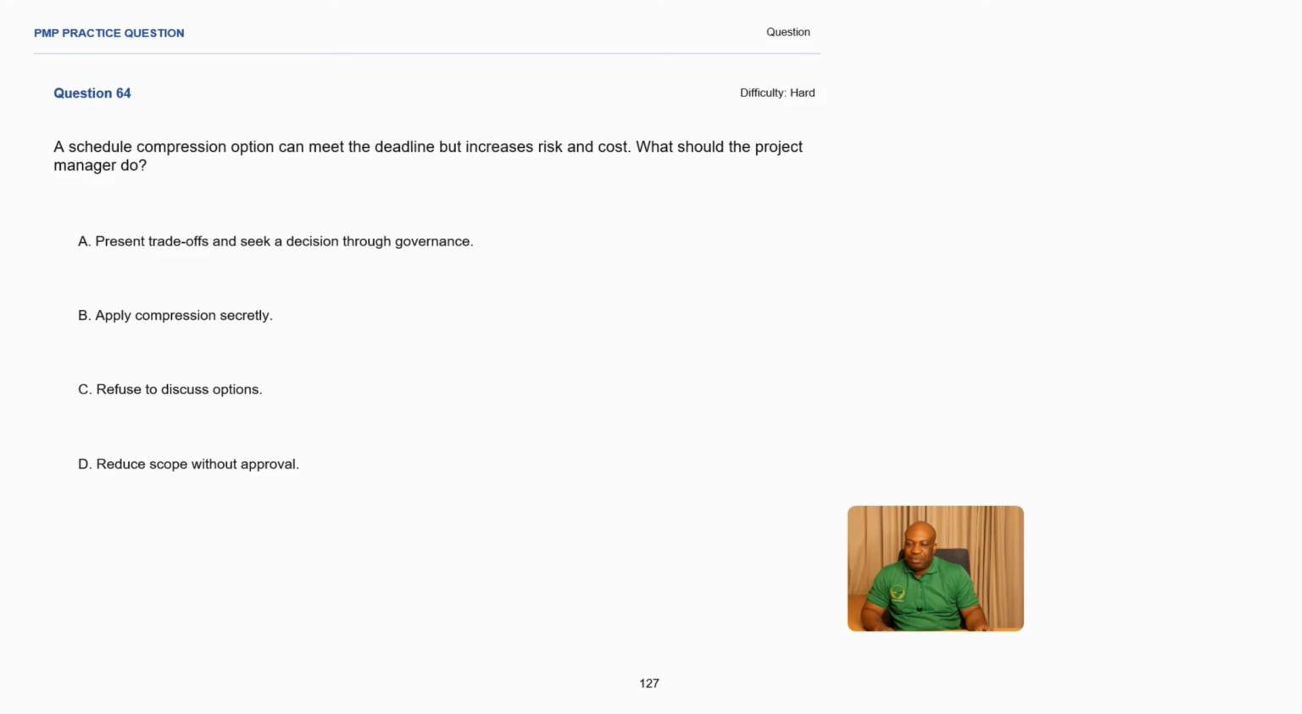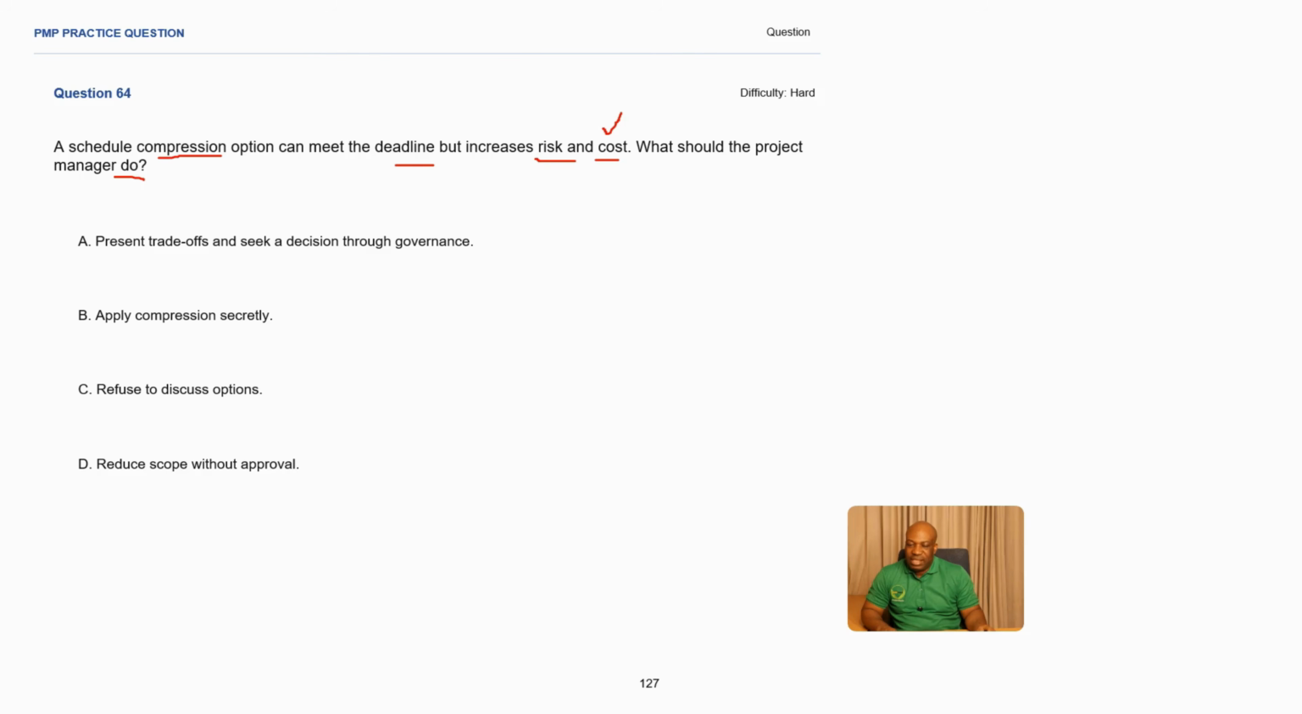Practice question number 64. A schedule compression option can meet the deadline but increase risk and cost. What should the project manager do? Right? So the project manager is supposed to make the right decision here. What is our problem statement? We have a schedule compression. Okay? Schedule compression, you can even use fast tracking also if you want to do it that way. Then you also have compression options that can meet the deadline, but it's going to increase the risk and also the cost. So this is what is normally called crashing when it comes to project compression, because here we're increasing the cost. So what should the project manager do?